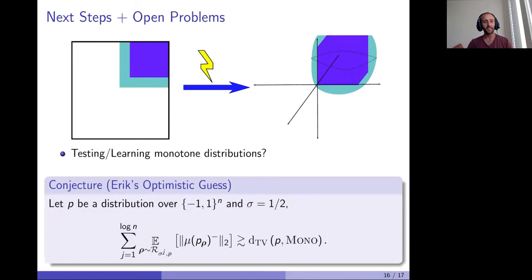Okay, another question is testing and learning monotone distributions. And here my optimistic guess is that what happens in the product distribution world should also happen for general distributions. And here's just some conjecture saying that if you take a random restriction, then you look at the variables which are negatively biased, in some sense the values of the mean vector which are negative, and that these have Euclidean norm which is given by the distance of the distribution to monotonicity. So this would be some structural result, which would then lead to an algorithm by simply taking a random restriction at each of these possible sampling levels.